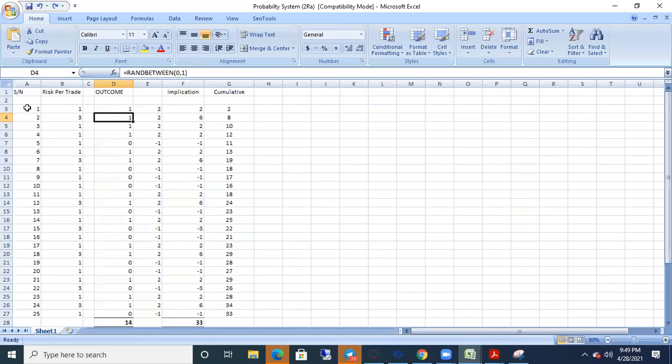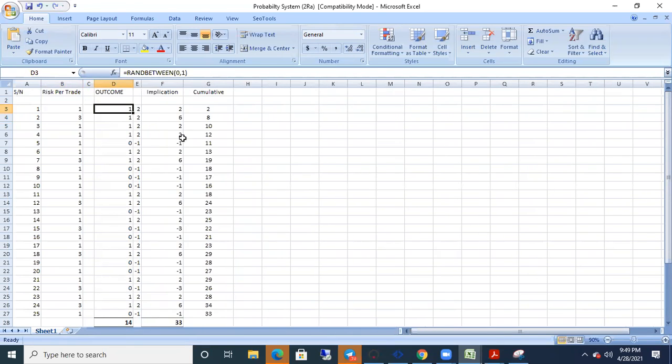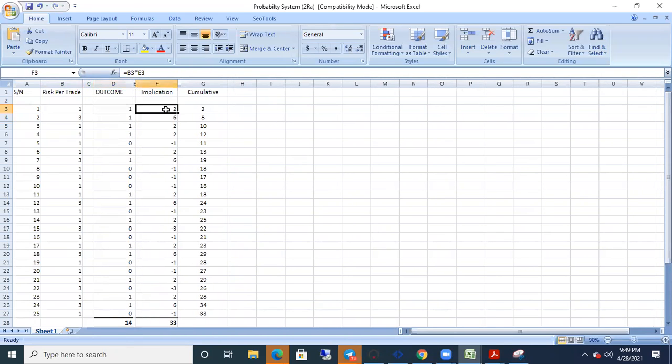This is a serial number of 25 iterations. This is the risk per trade. So the risk on the first trade was 1%. The outcome is either 1 or 0. If it's 1, it means it is a winning trade. If it's 0, it means it's a losing trade. So the outcome for this is a 1. The implication is that you win 2%. So the account will be up 2%.